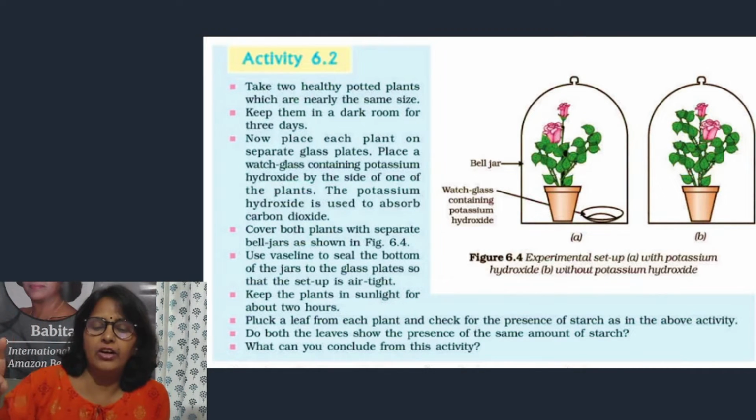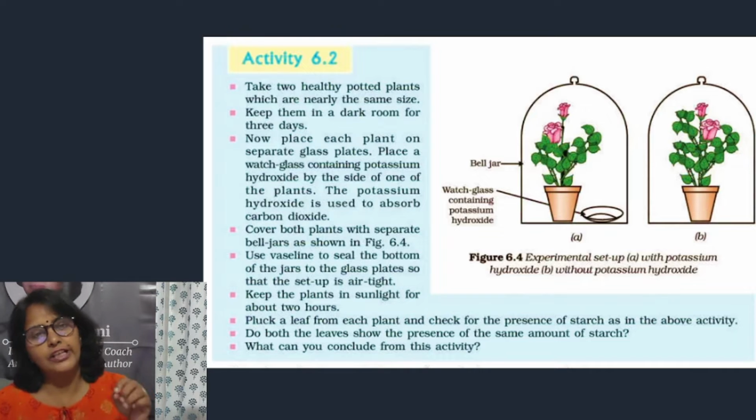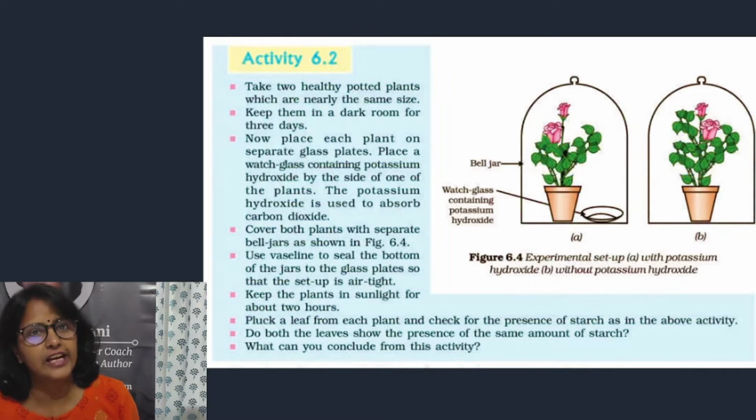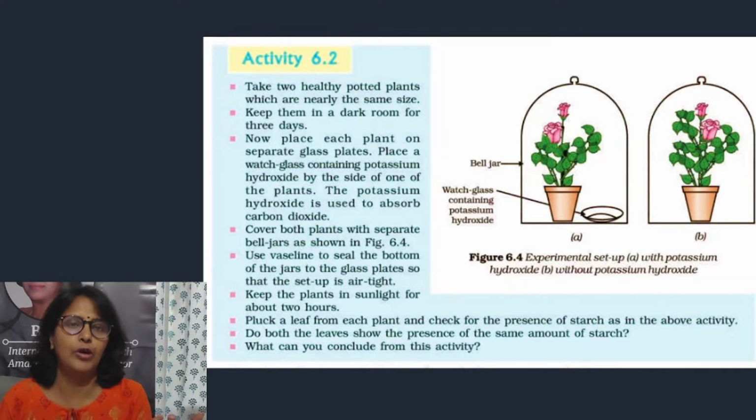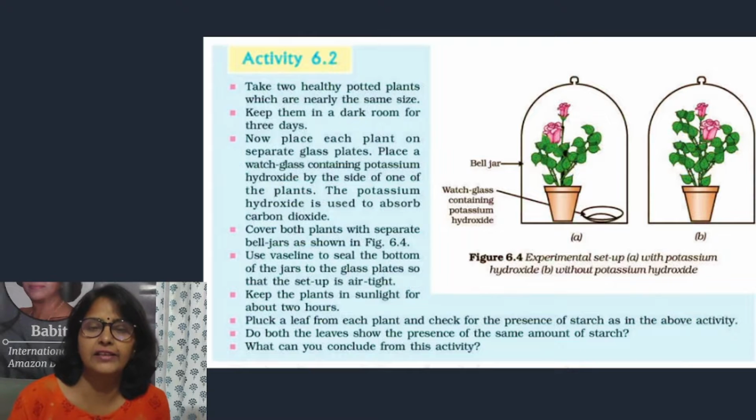But before covering it with the bell jar, near one of the potted plants we put a watch glass which contains freshly prepared potassium hydroxide. What is the use of this potassium hydroxide? Potassium hydroxide is capable of absorbing carbon dioxide from the atmosphere. Now we cover both the plants with separate bell jars made of glass. Why made of glass? So that light can penetrate through it.